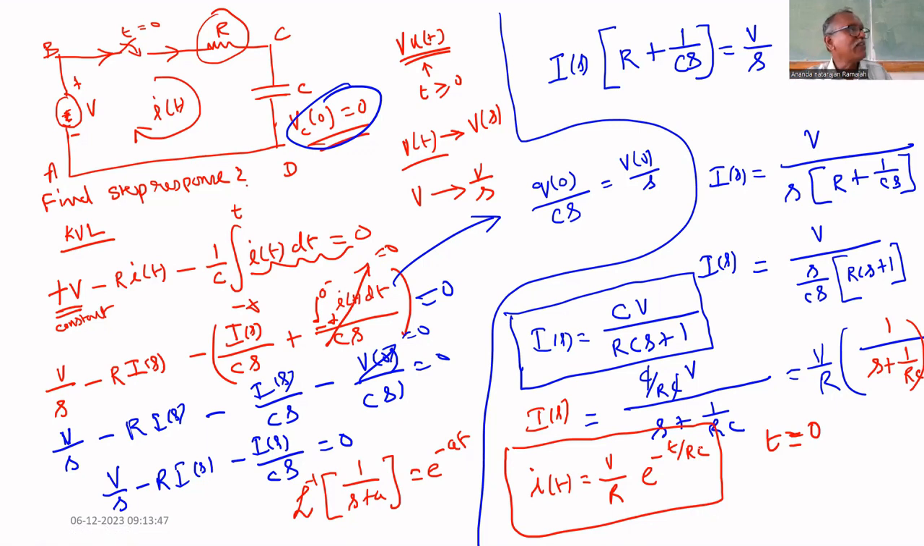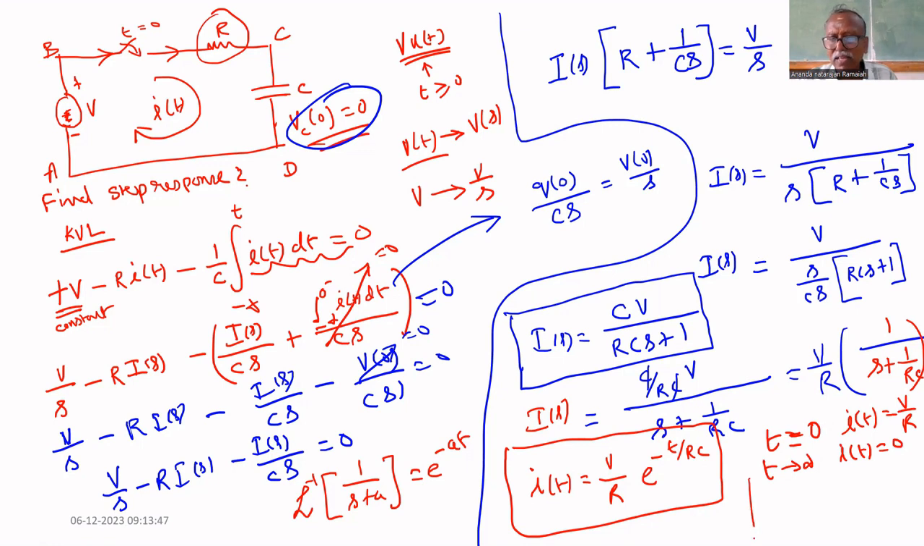When t equal to infinity, what will you get? e power minus infinity equal to 0. That's why current is 0. So final current is 0. Initial current is V by R. When t equal to 0, I of t equal to V by R. When t tends to infinity, I of t equal to I of infinity equal to 0.